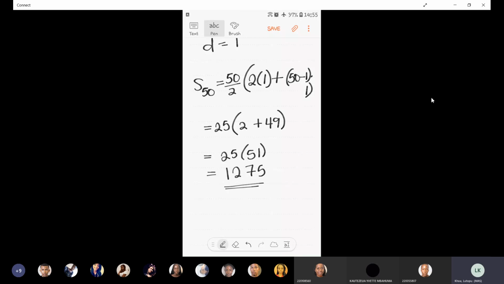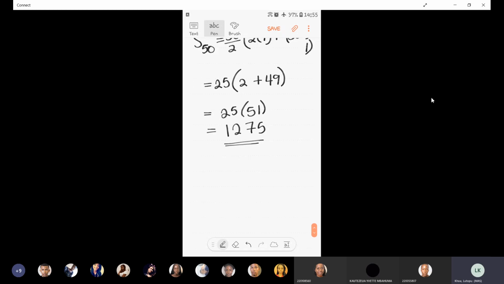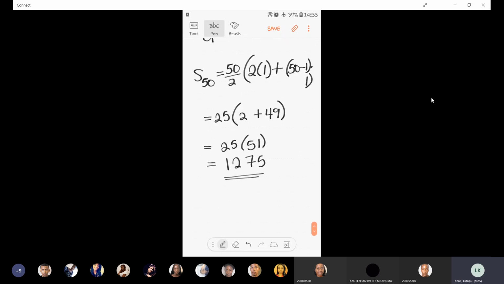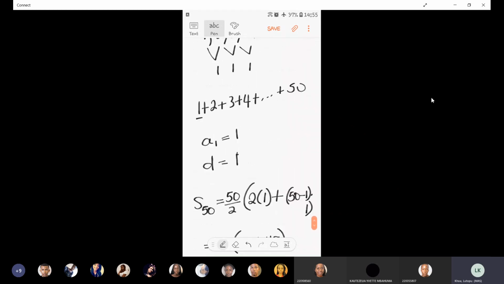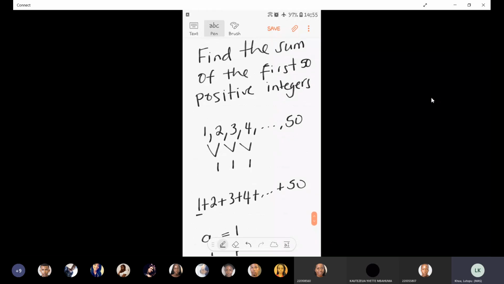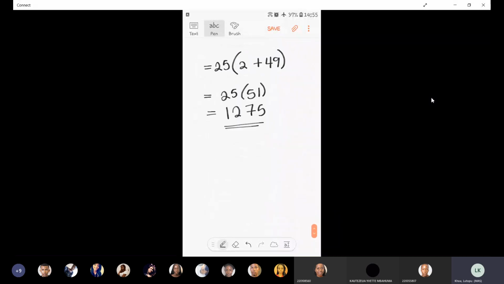Adding them one by one like that will take you quite a long time. So you can use the other formula as well, because here you know what your 50th term is. You know that you have 50 terms. The last term is 50. You can use that one as well.